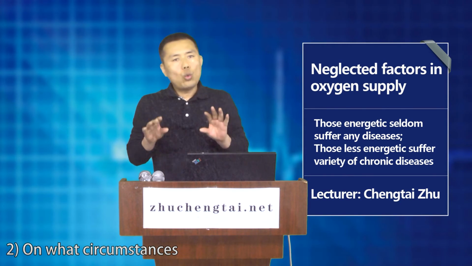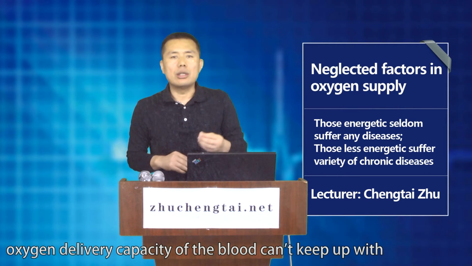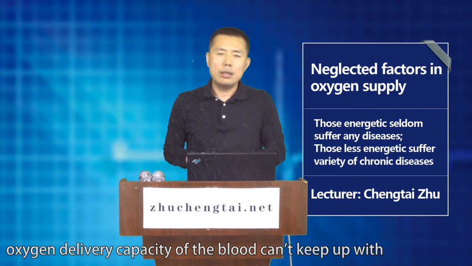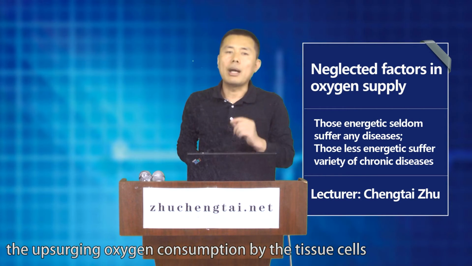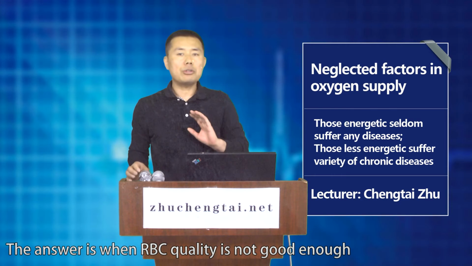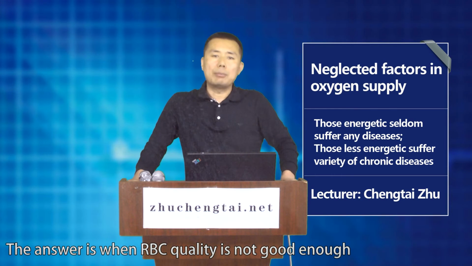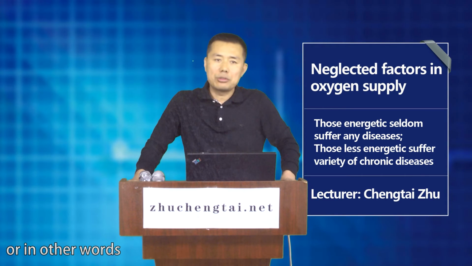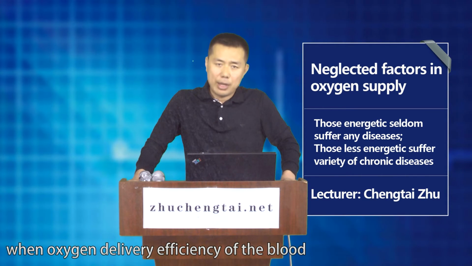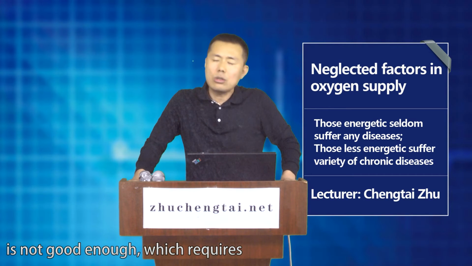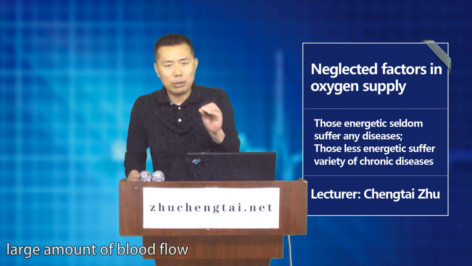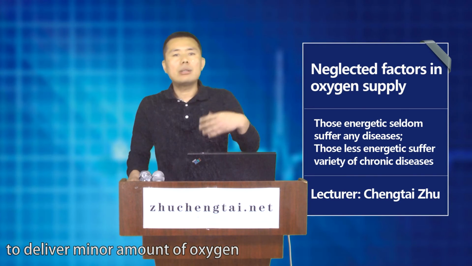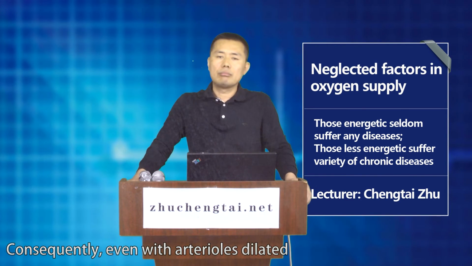Second, on what circumstances can the oxygen delivery capacity of the blood not keep up with the upsurging oxygen consumption by the tissue cells? The answer is when RBC quality is not good enough, or in other words, when the oxygen delivery efficiency of the blood is not good enough, which requires a large amount of blood flow to deliver a minor amount of oxygen.